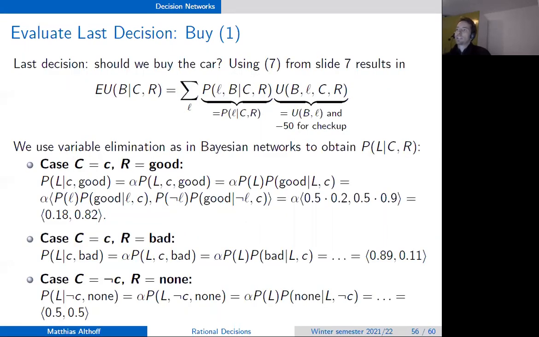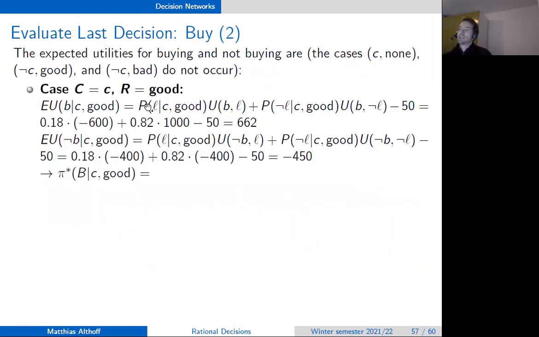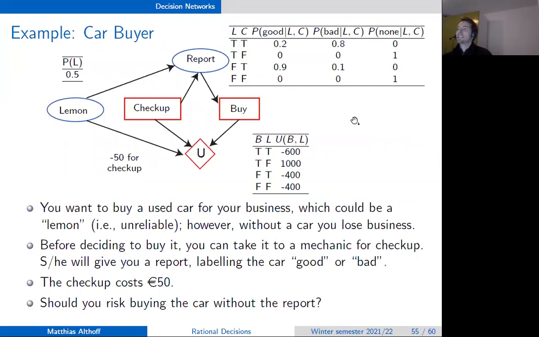Okay, so now we just computed here the conditional probabilities in order to make the decision whether to buy the car or not. We then have to obtain the expected utilities given the decision we buy the car or given the decision we don't buy the car. So we have to multiply the probabilities with the utilities. First, we look at the situation where we perform the checkup and the report is good. And because we perform the checkup, we have to subtract 50 for the cost of the checkup. And we use the conditional probabilities from the previous slide, and the utilities were listed here in this list.